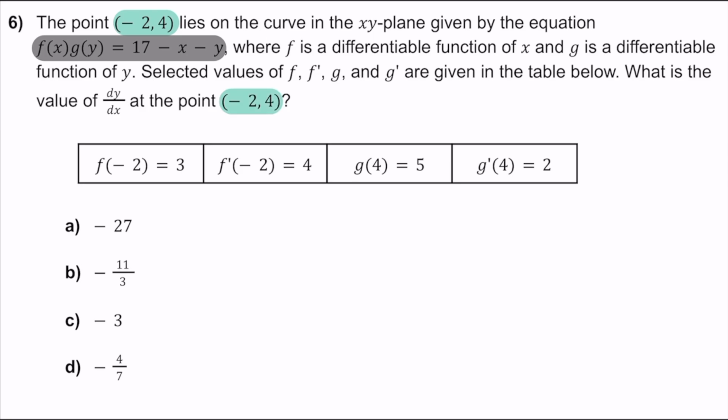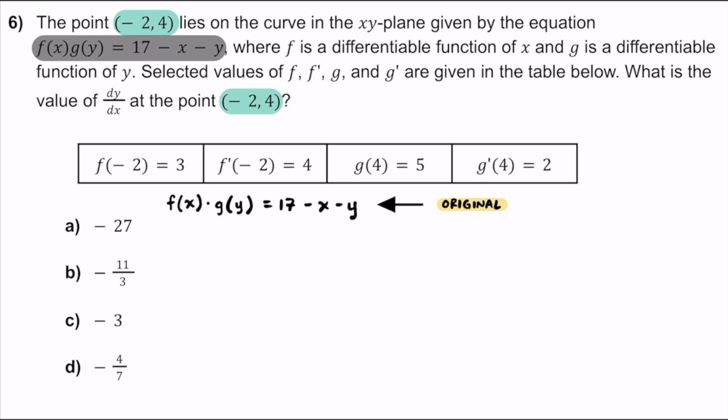Alright, let's start by looking at our original equation. If this is our original equation and we want to find the derivative, let's take the derivative of both sides of the equation. So we're going to have to use implicit differentiation here. On the left side of the equation, notice how we have a product of two functions, so we're going to have to use the product rule.